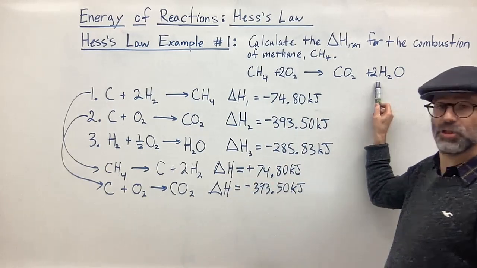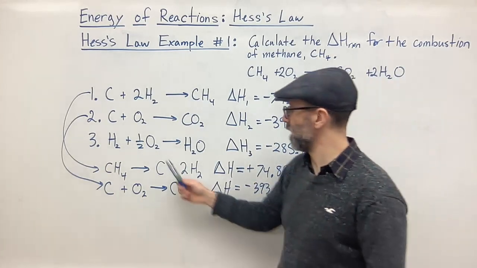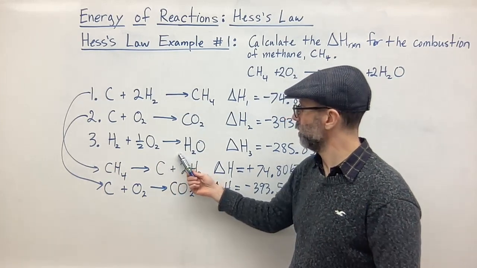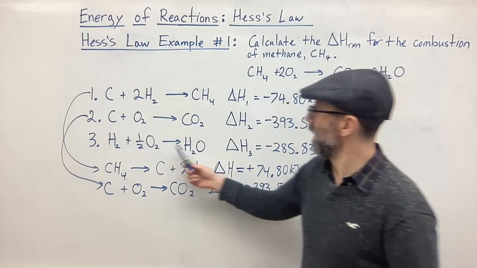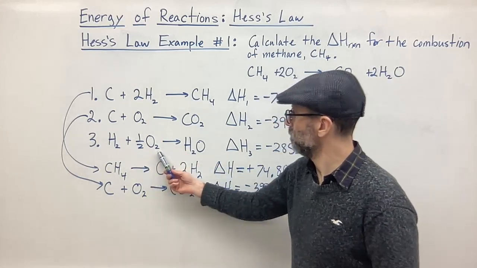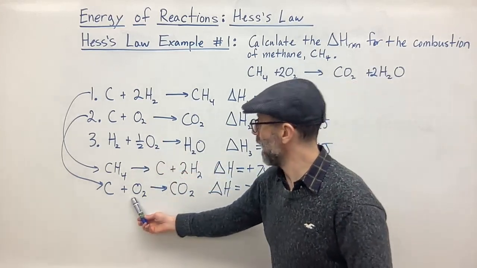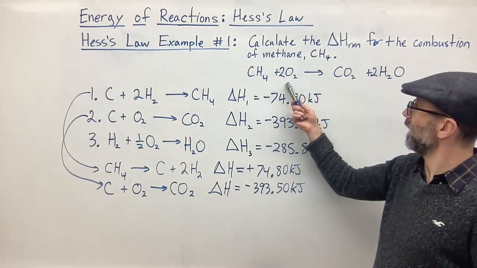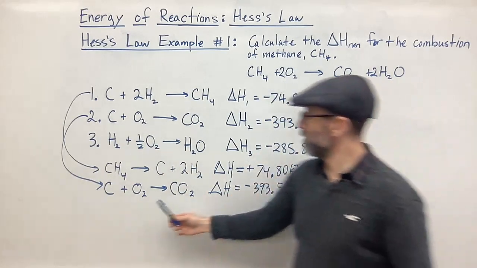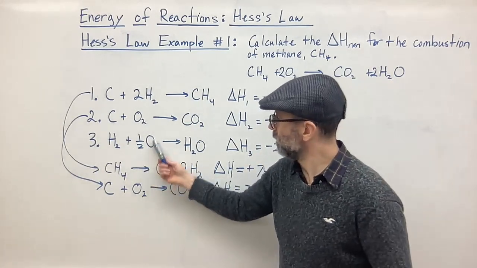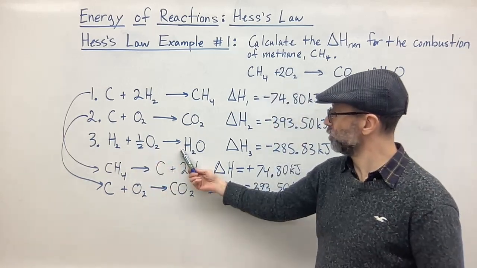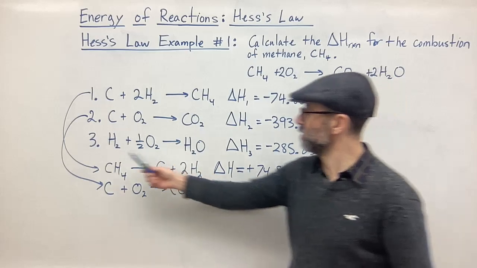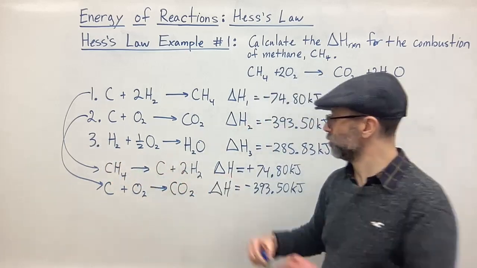You'll notice that I have two waters here, but I only have one water here, right? And you'll also notice that I have a half of an oxygen here. I have one oxygen here, but I have two oxygens here. If I could multiply this by 2, then I would get another oxygen, and I would get my two waters. So I need to multiply this equation by 2.